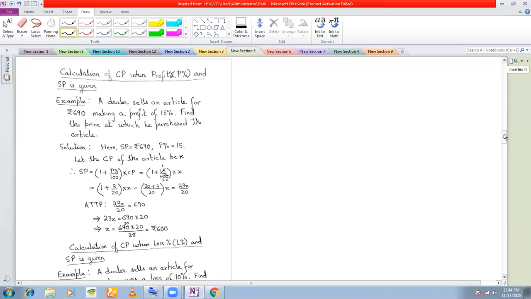Next, this is now very important. Calculation of selling price from the cost price, given your profit or loss percentage, is very easy. In one line you can do. But how to calculate the cost price when selling price is given? Let us see this example. A dealer sells an article for rupees 690. So selling price is given to be 690, and he makes a percentage profit of 15%. Question is, find the price at which the article was purchased. That means you have to calculate the cost price.